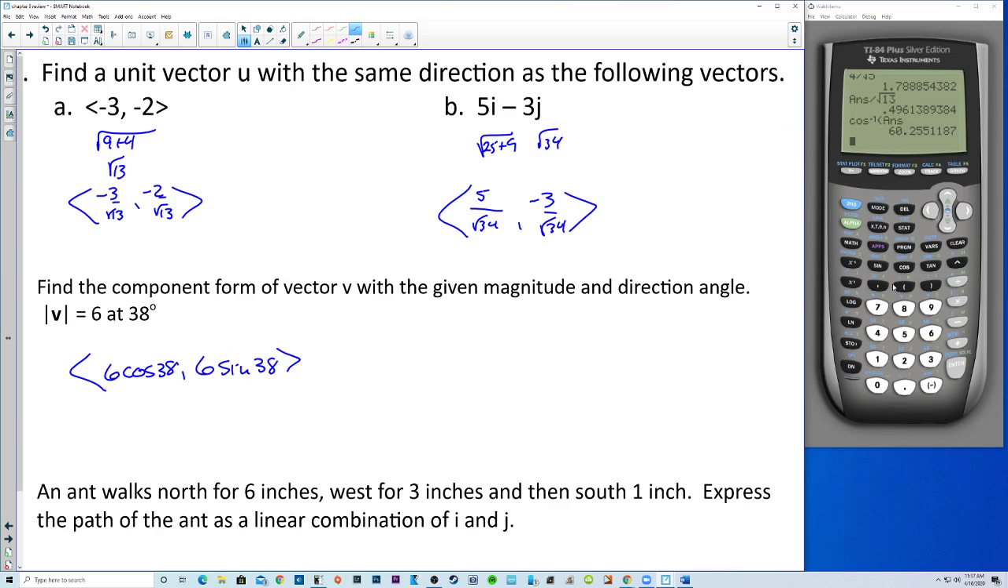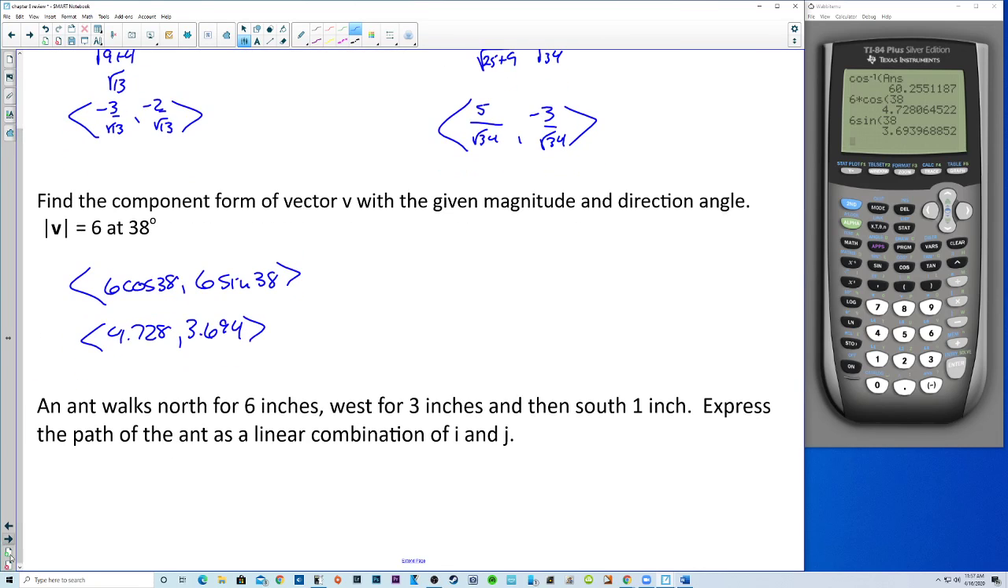Now we don't know 38. That's not one of the known angles on the unit circle. So we're going to do 6 times, I've got to make sure I'm in degrees. Good. 6 times cosine of 38, so that's 4.728. And 6 sine of 38, we have 3.694 rounded.